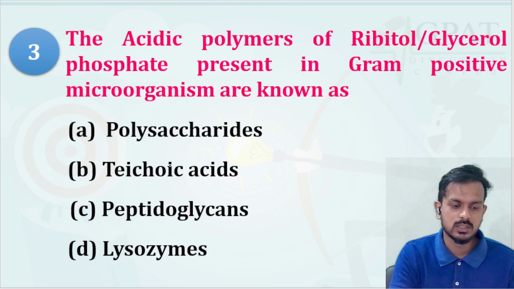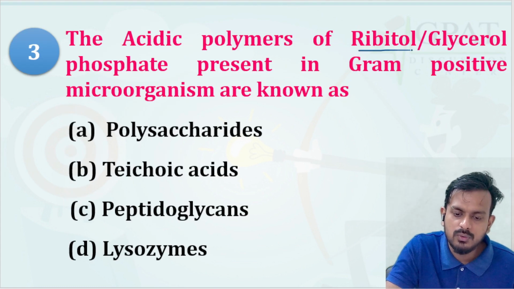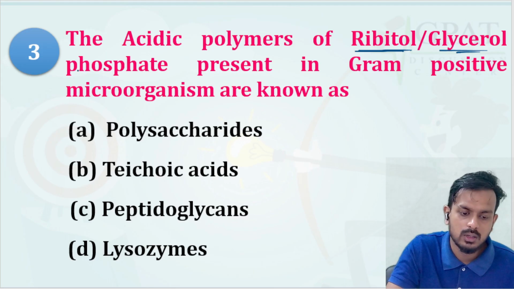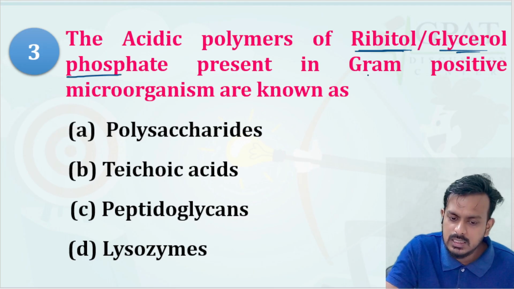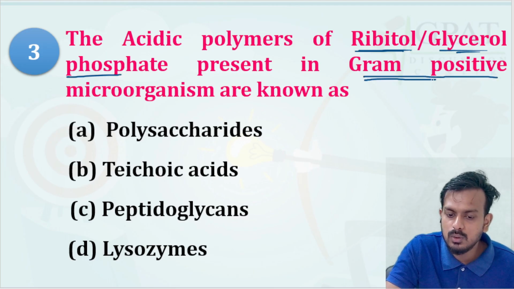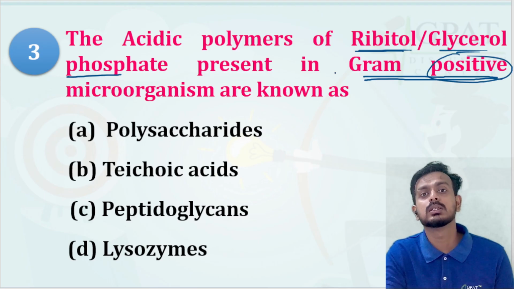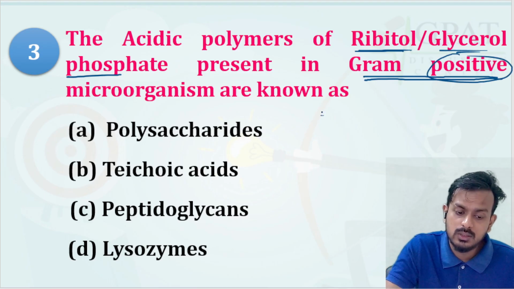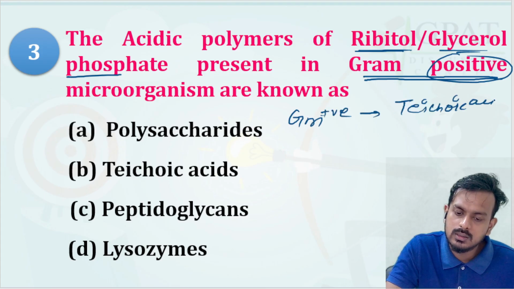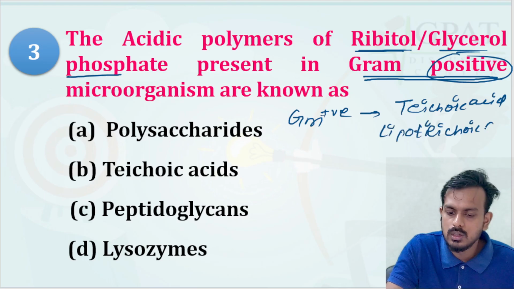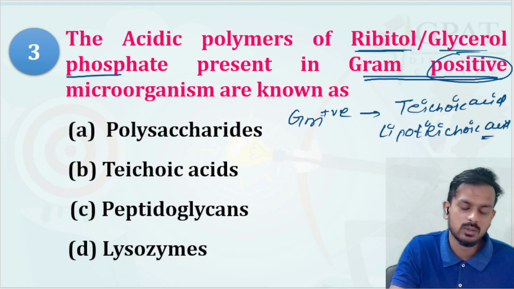Next question. The acidic polymer of ribitol or glycerol phosphate present in gram-positive microorganisms is called what? Please remember, when the question is about gram-positive bacteria, your answer will be teichoic acid and lipoteichoic acid.